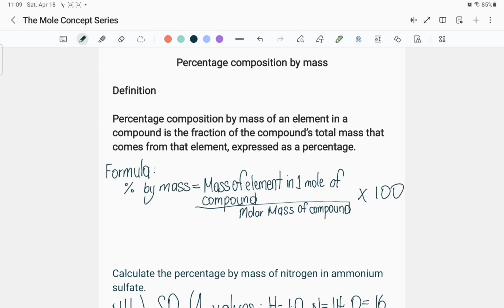So by definition, percentage composition by mass of an element in a compound is the fraction of the compound's total mass that comes from the element expressed as a percentage. Here we have the formula: percentage by mass equals mass of an element in 1 mole of a compound divided by the molar mass of that compound times 100.